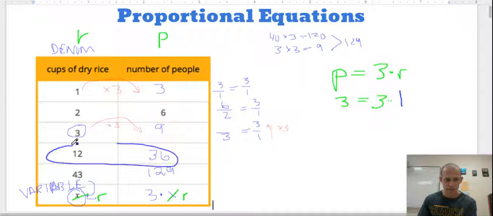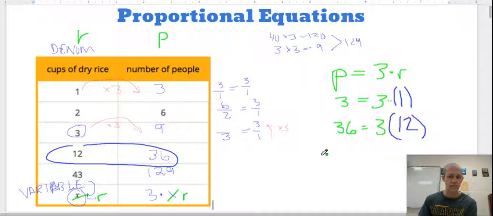So I'm looking at this example right here. If I put in 12 for R, sometimes people put parentheses around those because that's the thing you're inserting in. I have to do 3 times 12. That gives me out 36. Is that what I got out for number of people, P? Yes, it is.